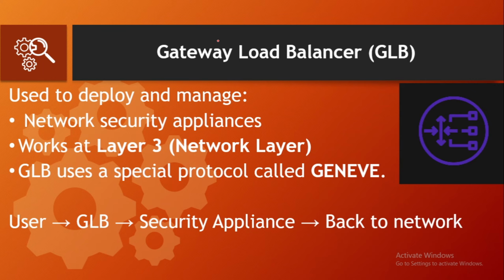Now let's understand gateway load balancer in AWS. So this is very different from application load balancer and network load balancer. In AWS, gateway load balancer works at layer 3, which is the network layer of the OSI model.